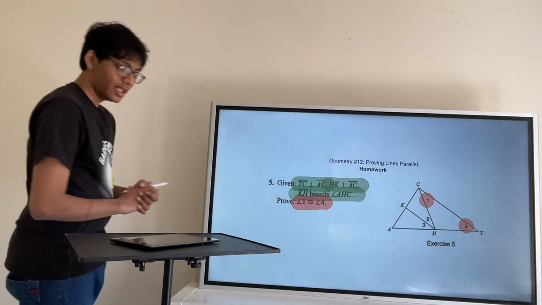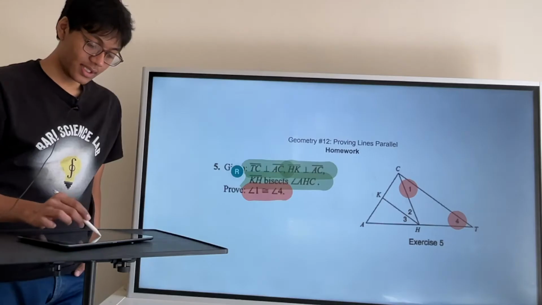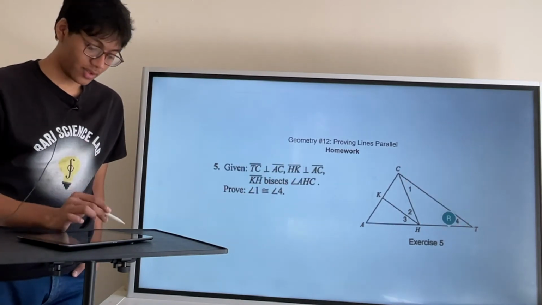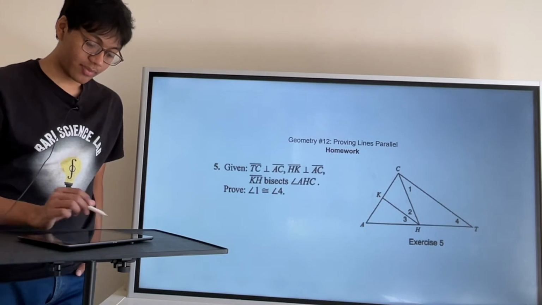Alright folks, so let me give you a nice hint for this problem. So the hint is as follows. First of all, you should always label your diagram with what you know. So I'm going to label my diagram.